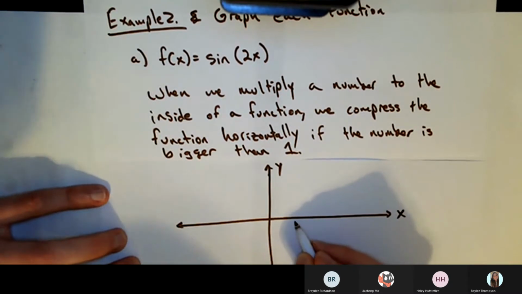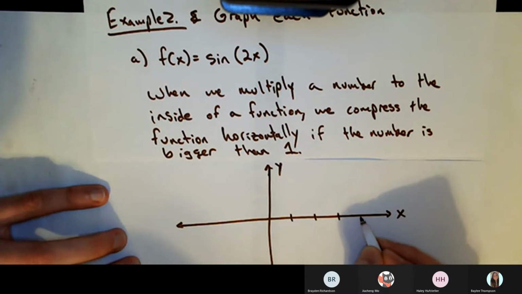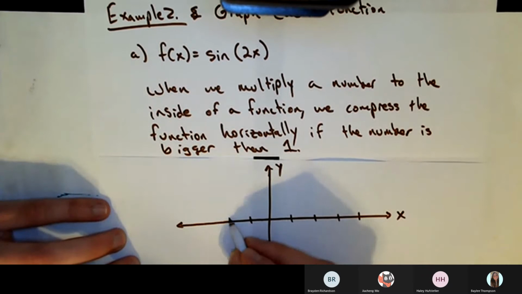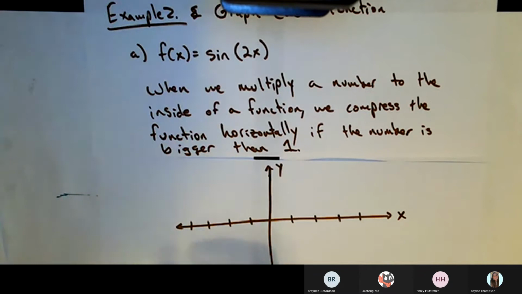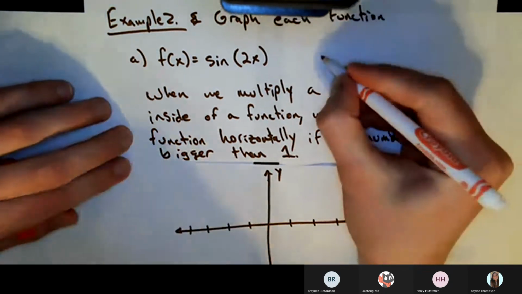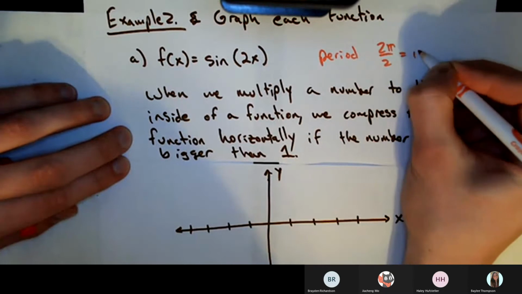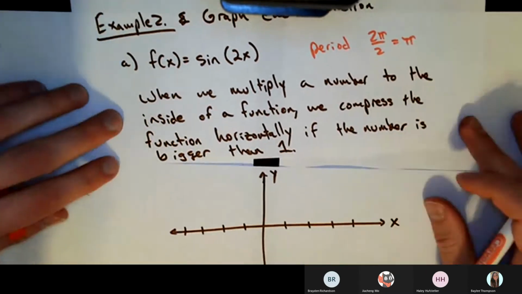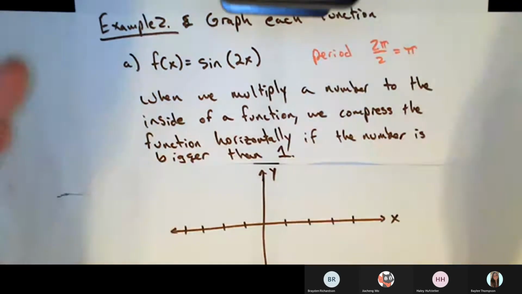So instead of having my input values at pi on 2, pi, 3 pi on 2, and 2 pi, what I'm going to have to do is consider what is the new period of this graph. Well, the period is 2 pi over k, so the period here is 2 pi over 2, which is equal to pi. So I'm expecting it to repeat every pi instead of every 2 pi now. Okay, it's compressed by 2.